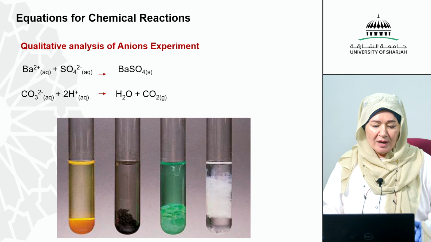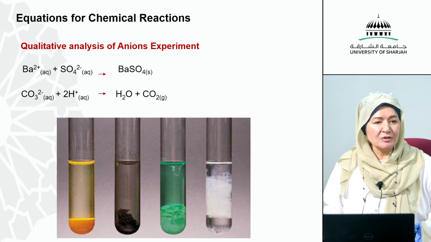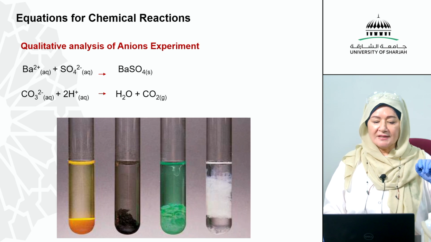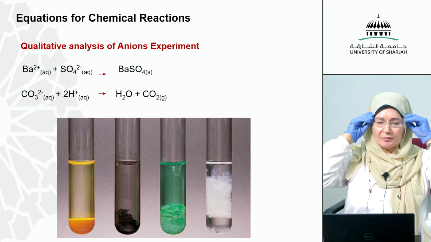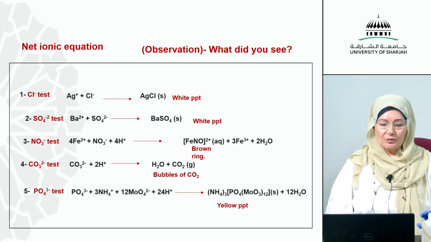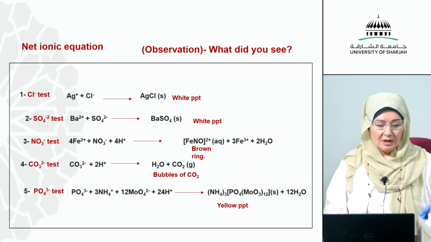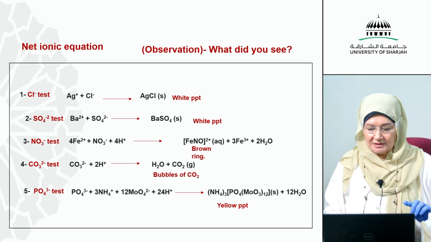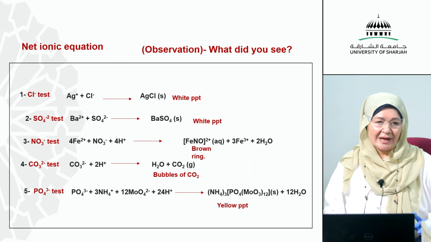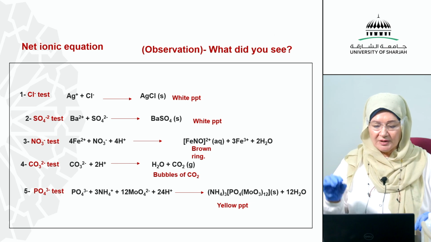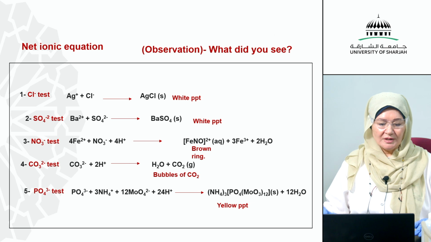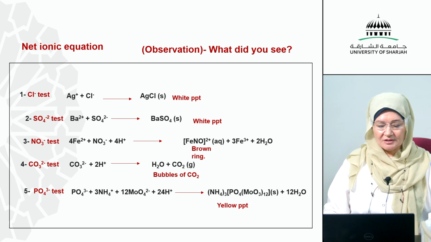Okay. Now, I am going to do an experiment for you, the qualitative analysis of anions experiment. Let me put the goggles on my eyes and do the experiment for you. The reactions taking place here are the experiment that we do in the lab, and the students do it one by one, testing for chloride, sulfate, nitrate, carbonate, and phosphate.